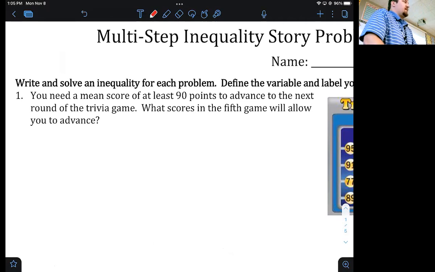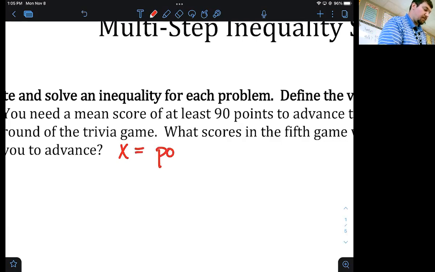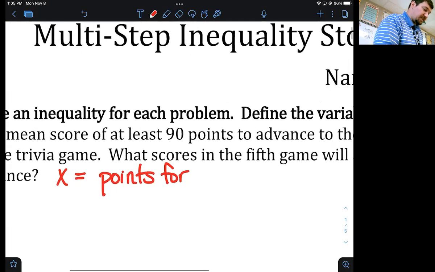What variable would you guys like to use, and what is it going to represent, Brady? X. Okay. Why X? Specifically, the points for what? What scores in the, I'm reading the last sentence there, fifth game? Yeah, so it's your points for the fifth game.